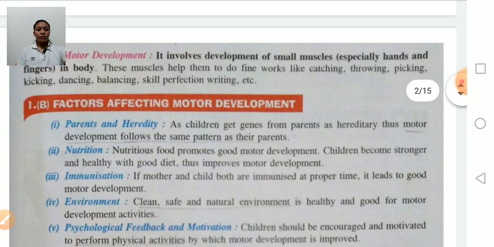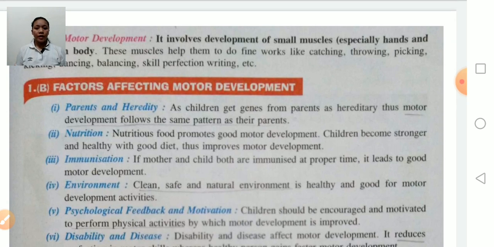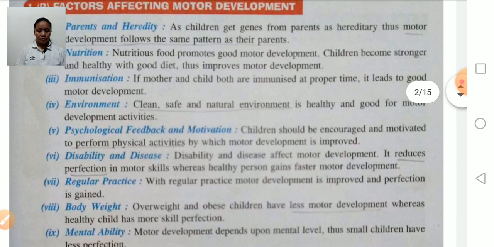Factors affecting motor development. What are the factors which affect motor development? First is parents and heredity. As children get genes from their parents as heredity, their motor development patterns are like their parents. For example, if a parent's height is small, then the child's height is also small. If the parents are overweight, then their children are also overweight due to their genes.